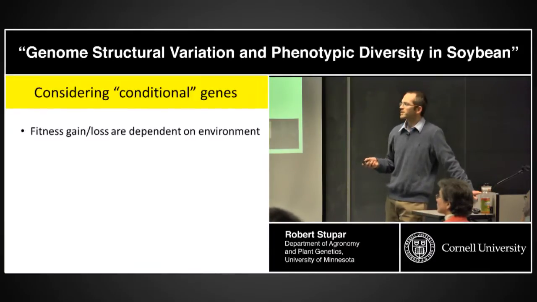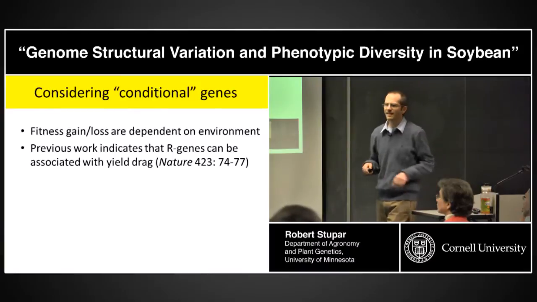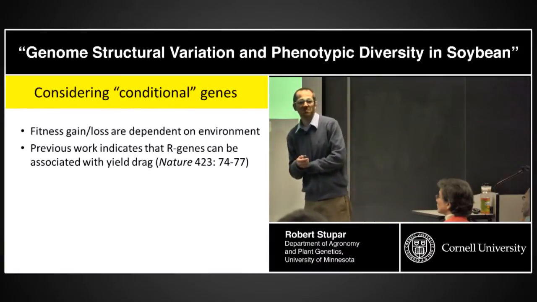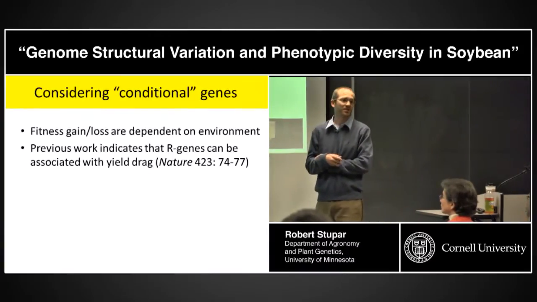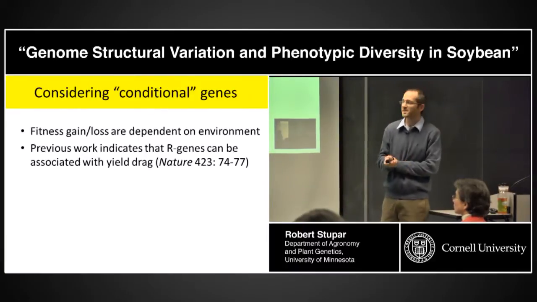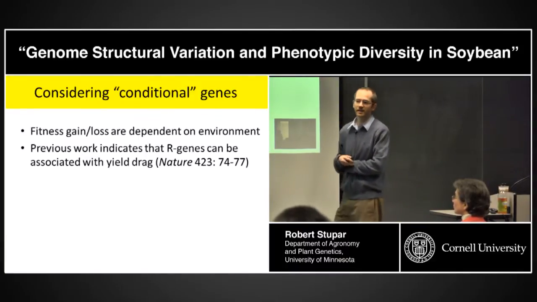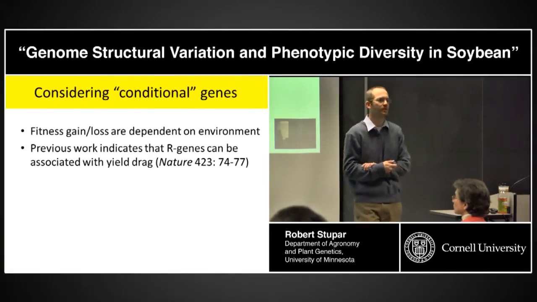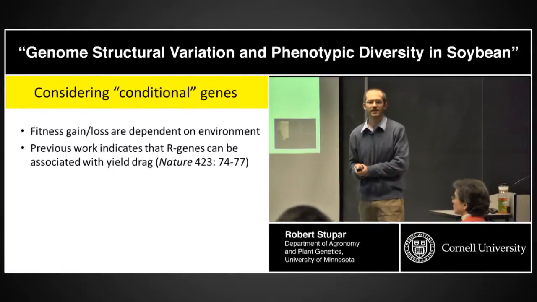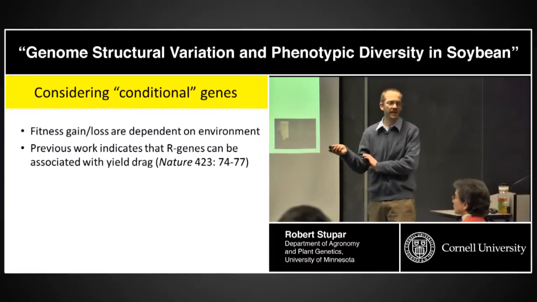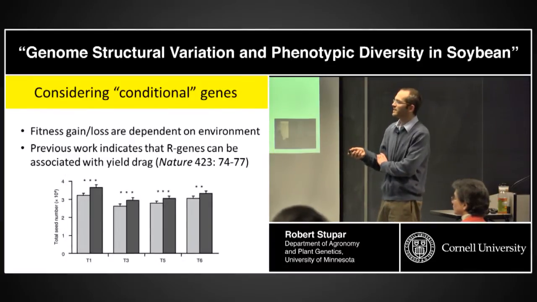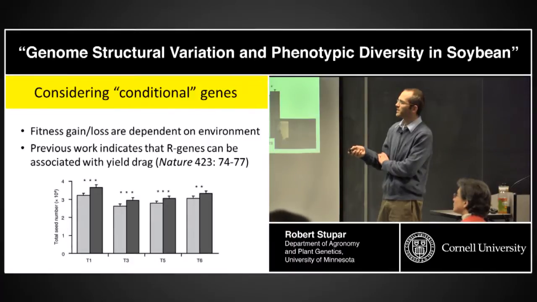It's a legitimate question. I think part of the reason might be that there might be reason to select against these loci. There's evidence from the Arabidopsis literature that says that R genes can be associated with yield drag. I think most breeders probably already know this, but this is actually direct evidence that an R gene per se has an effect on yield. I'll skip through the details on that, but it was published a couple of years ago in Nature.